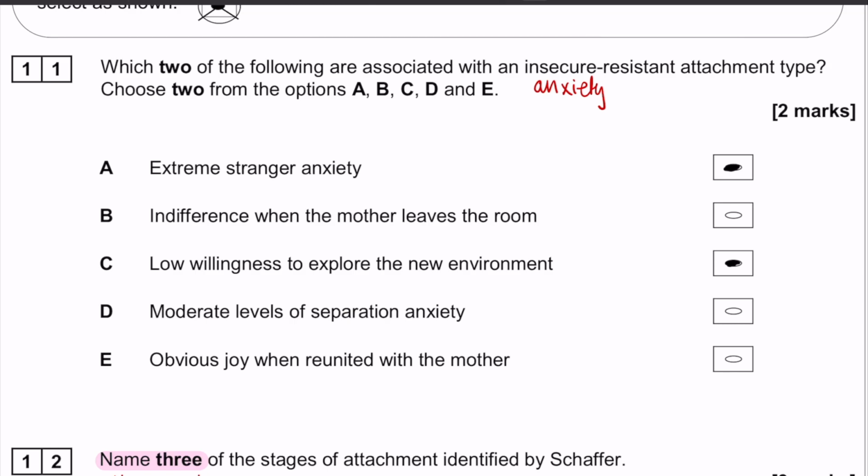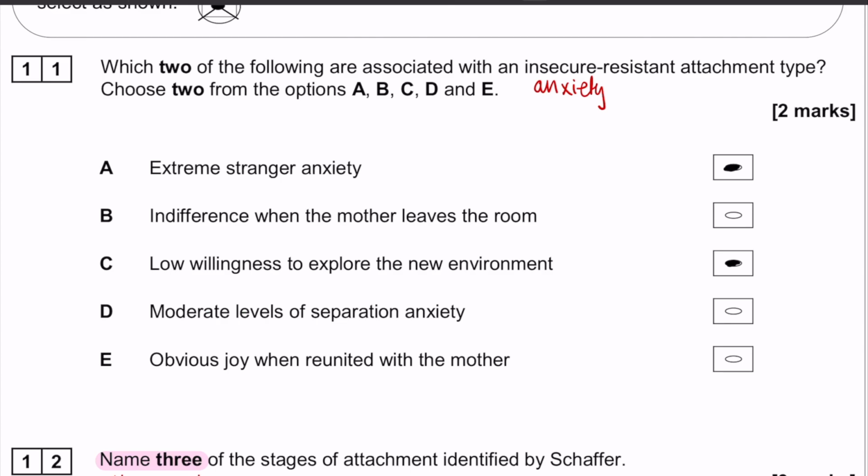Now the thing to bear in mind with insecure resistant is that it is all about anxiety. Infants that have an insecure resistant attachment type experience very high anxiety when it comes to strangers, when it comes to separation, when it comes to exploring, secure base behavior, all of that kind of stuff. Insecure resistant is also sometimes known as insecure anxious attachment type.